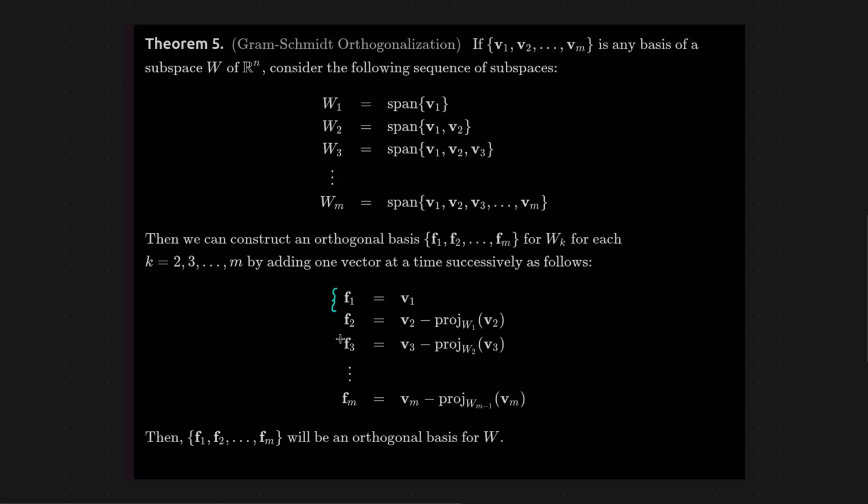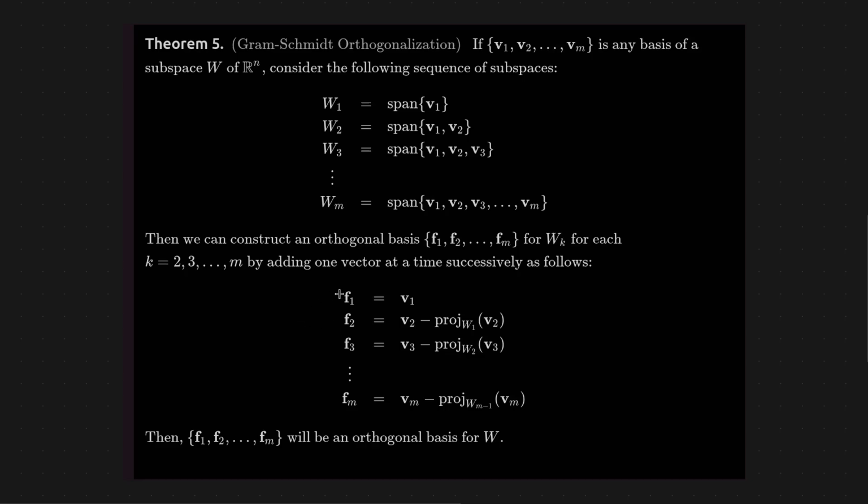Now, F1 all by itself is an orthogonal basis for W1. It's not hard to find an orthogonal basis for a one-dimensional vector space because you just need the one vector. It doesn't need to be orthogonal to anything else because it's all by itself, right? So it's almost trivially an orthogonal basis for W1, all right? Things get interesting once we go to a basis for W2.